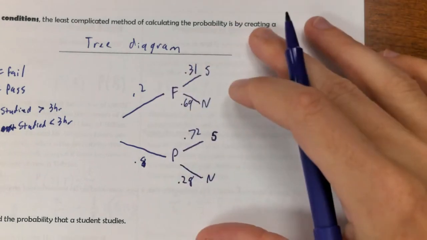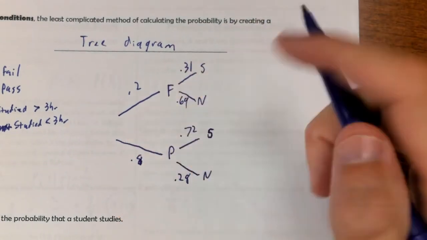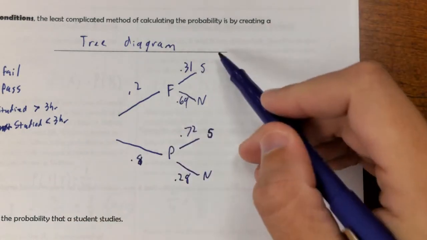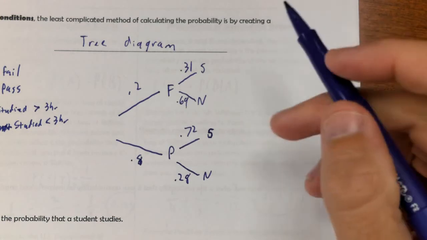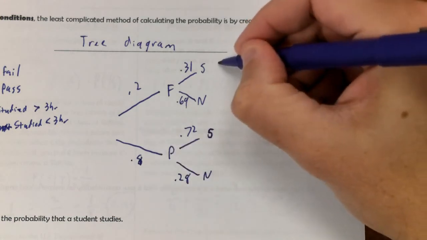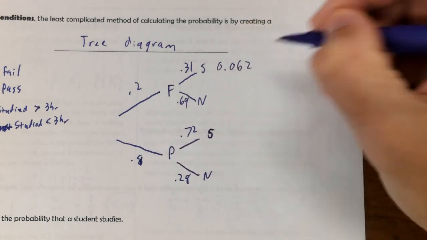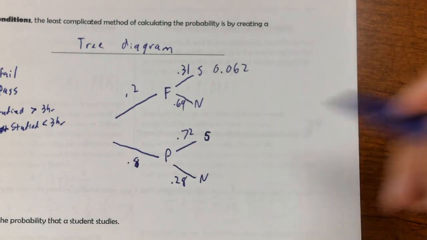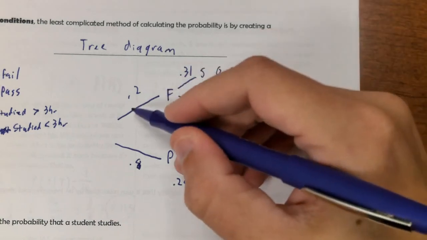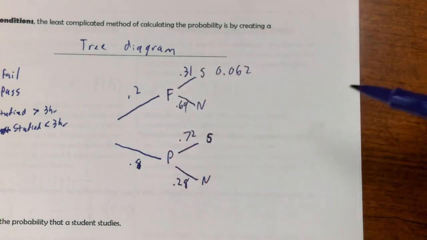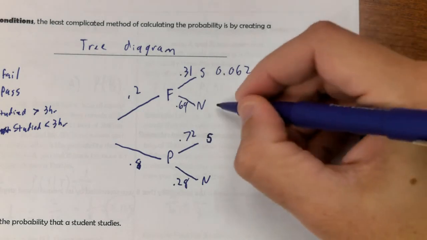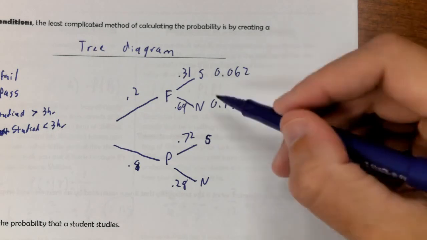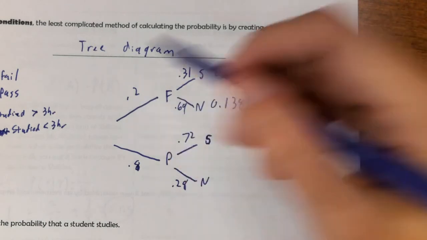All right, makes sense? Now, to find the probability of both of these things occurring, failing and studied. What percent of the class failed and studied? Well, we just multiply, and I recommend doing this for all of them. So we find that about 6.2% of the class failed it and studied for it, and studied for more than 3 hours, I should say. How about the percent of the class that failed it and did not study? Well, about 13.8% of the class. And when we add these two up, notice that they add up to our 20%.